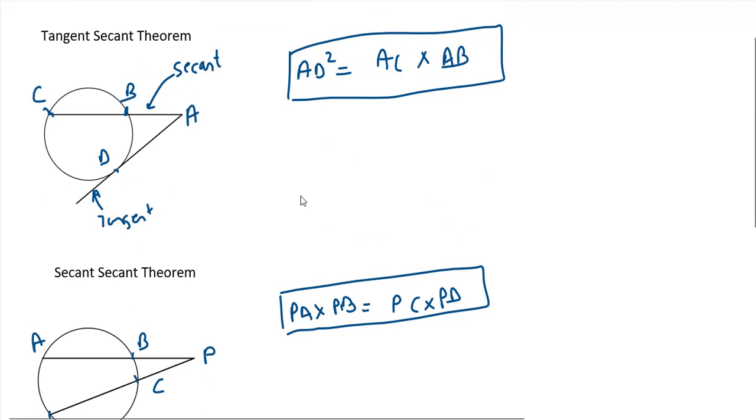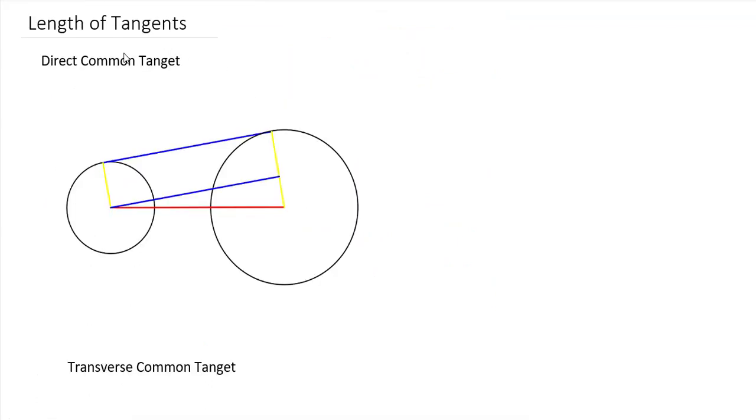Please remember them. Let us now understand how to calculate the length of tangents. There are two types of tangents, direct common tangent and transverse common tangent. We'll understand the difference between direct common tangent and transverse common tangent in a short while. Let us first name this figure. As you can see, there are two circles. Let the radius of this circle be R1 and the radius of this circle be R2, where R2 is greater than R1. Okay. This line is the direct common tangent.